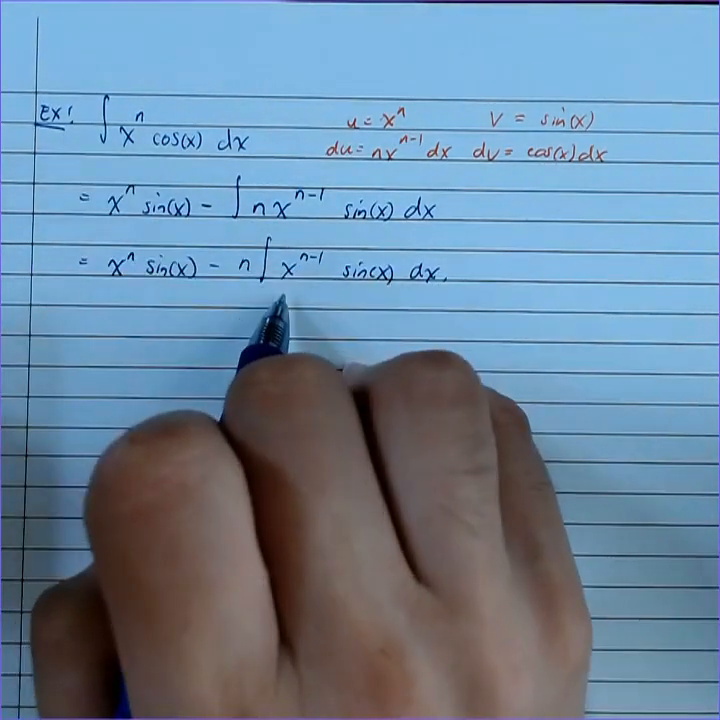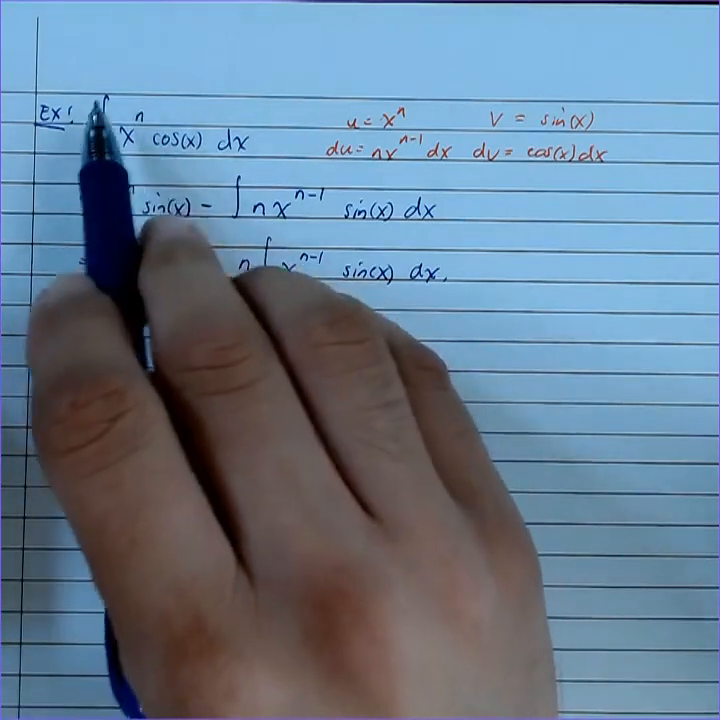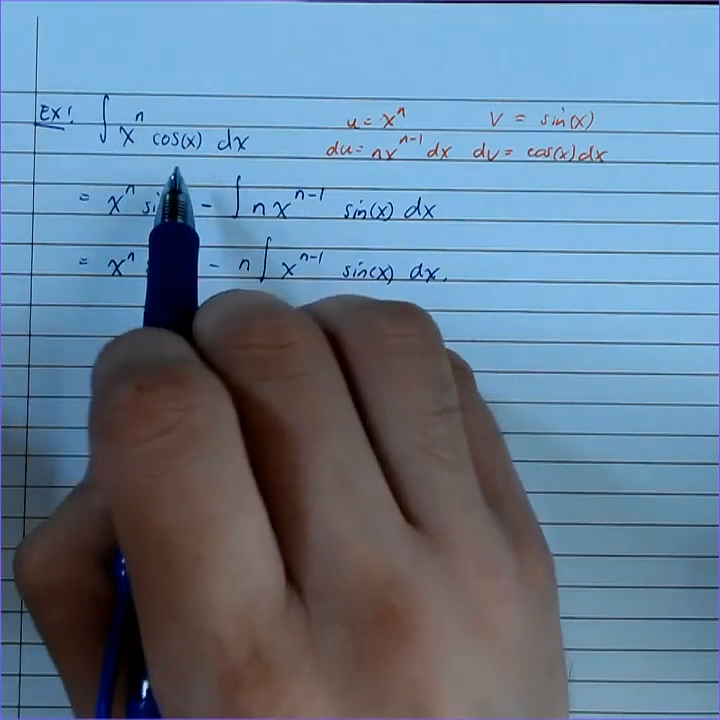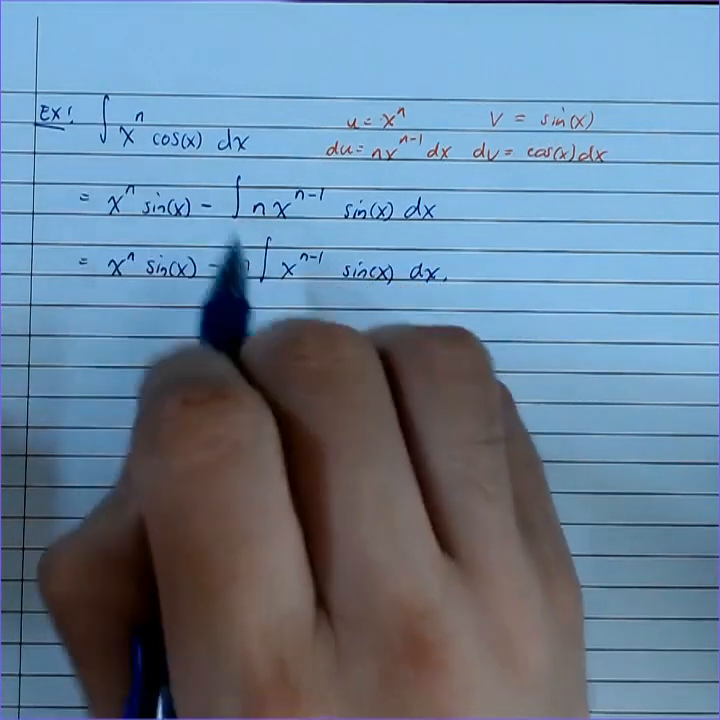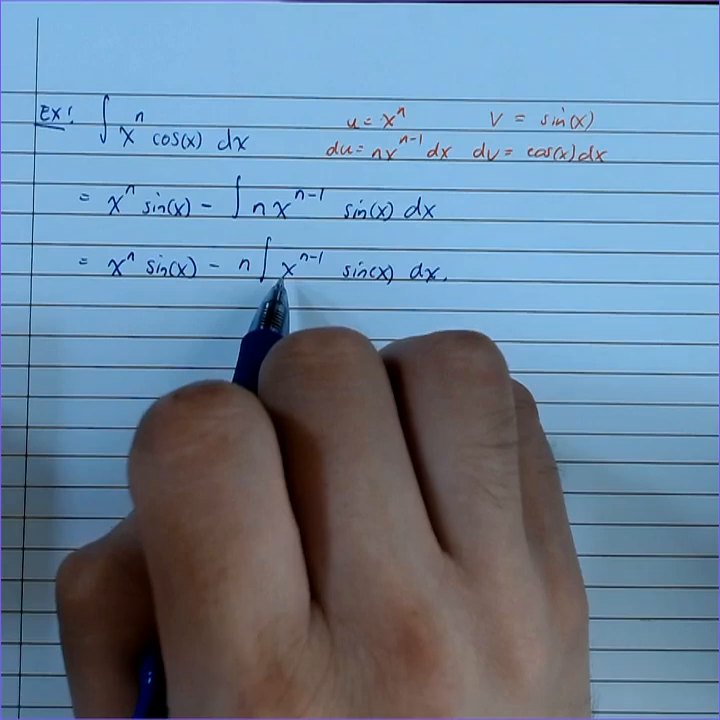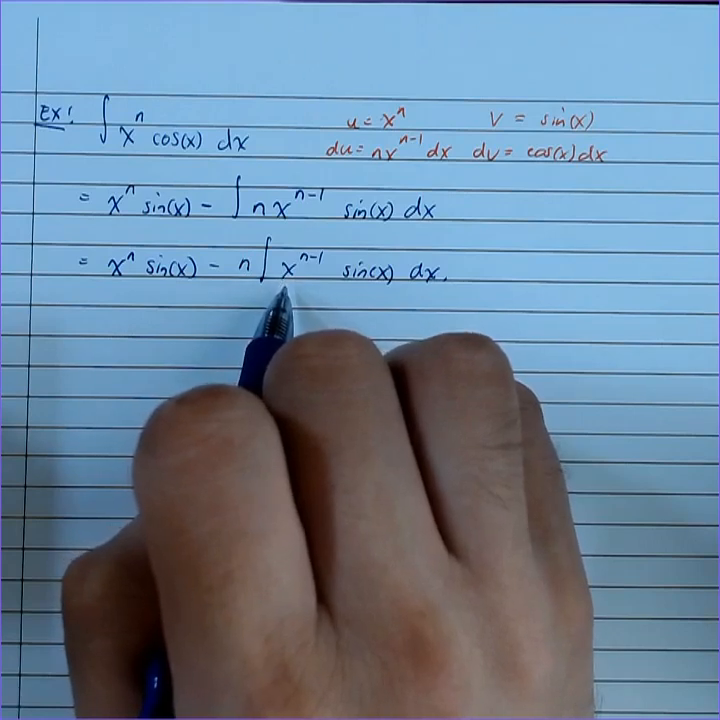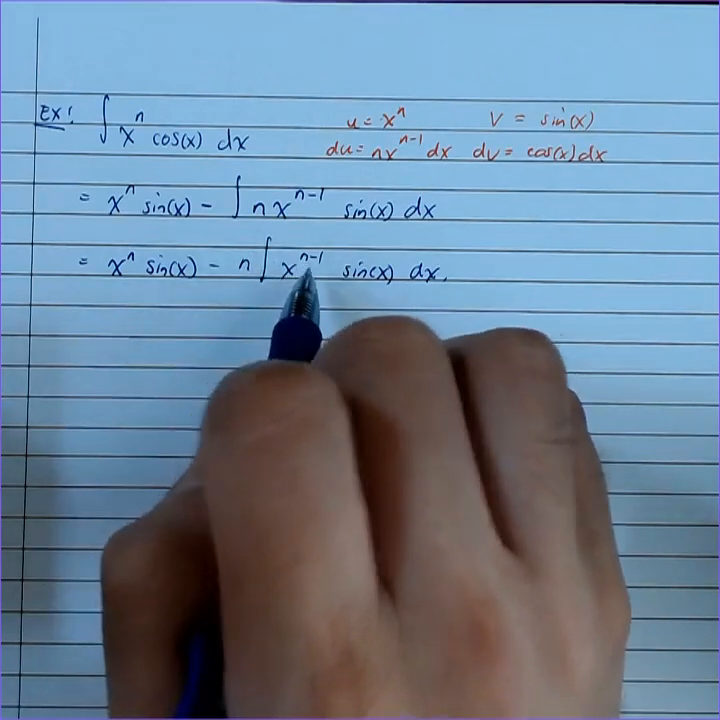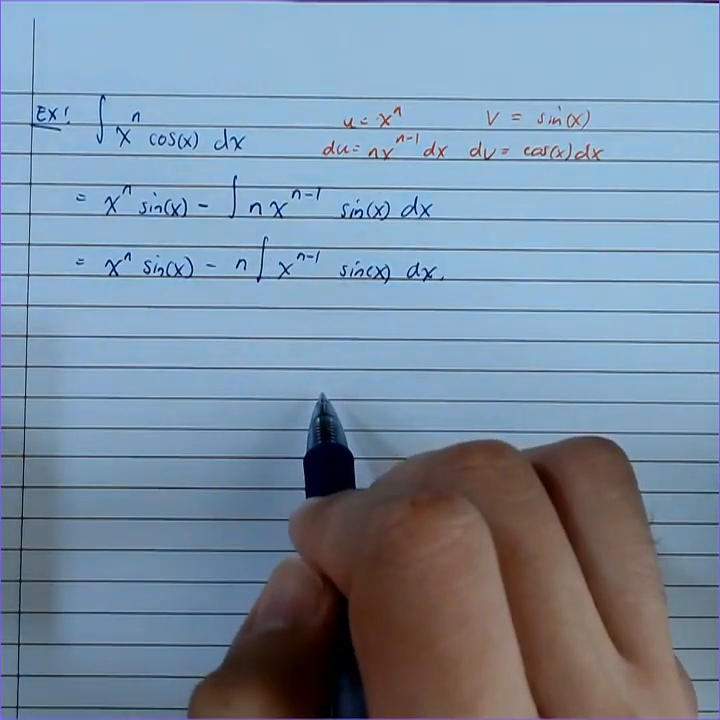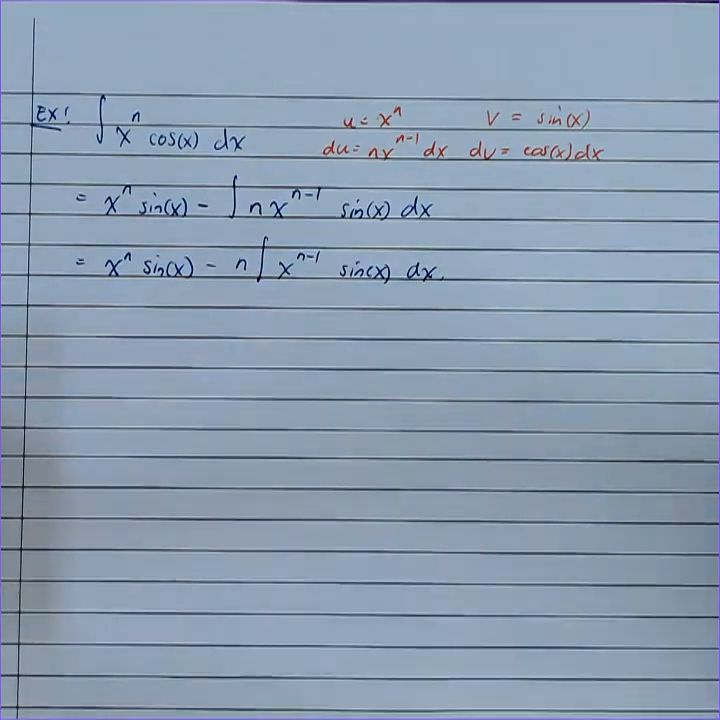This doesn't give you an answer. It simply trades in a power, it trades in an integral with a certain power for another integral with a smaller power. If this reduction is enough to give you an answer, awesome. If not, reduction formulas are often used iteratively. You use it once, and then you use it again to knock the power down a little bit more, and then again and again and again.